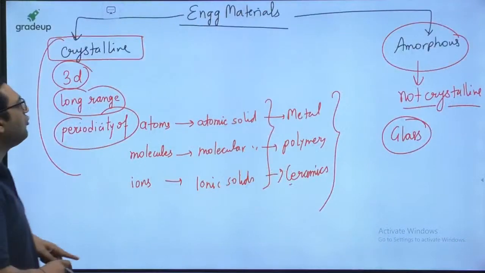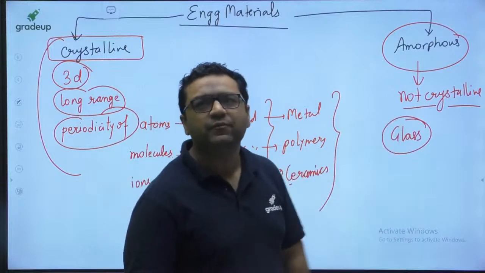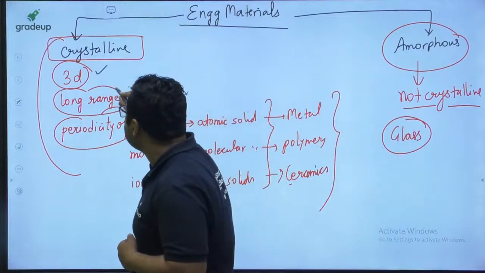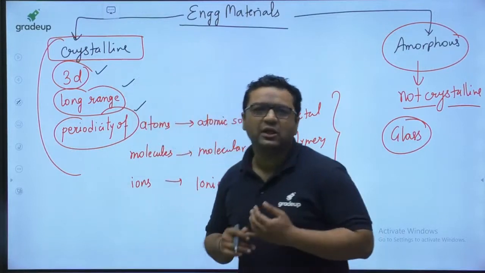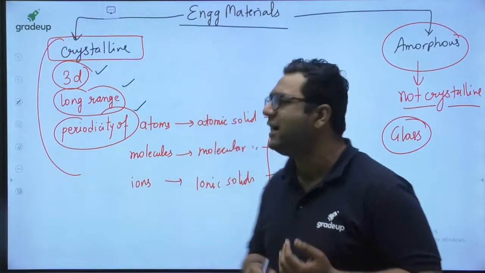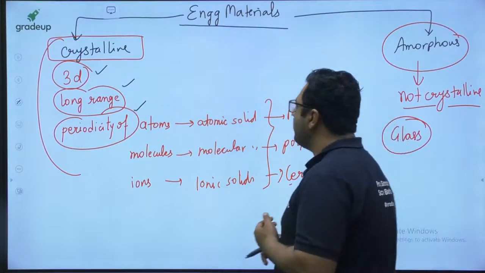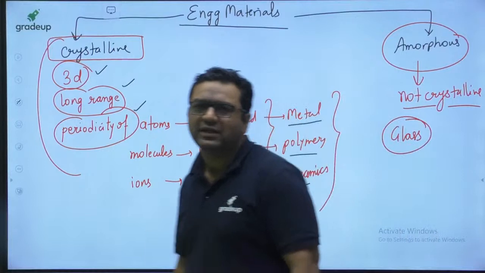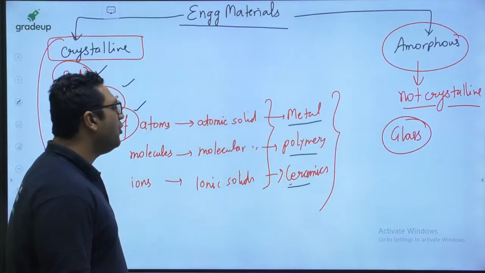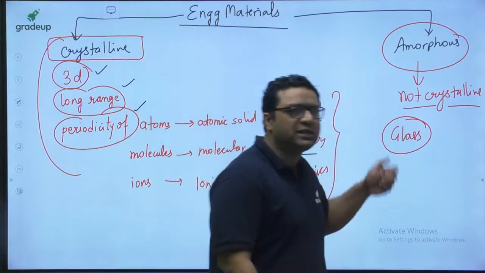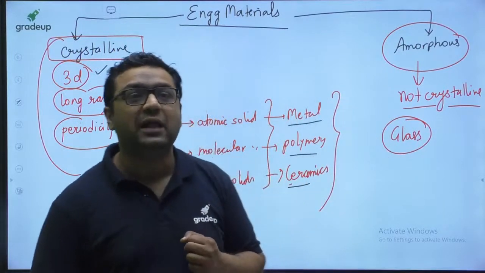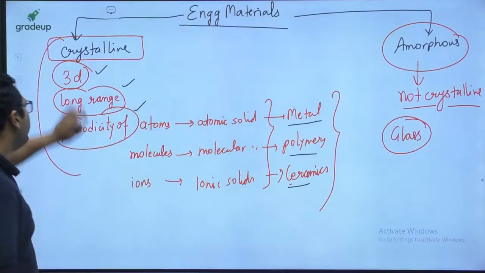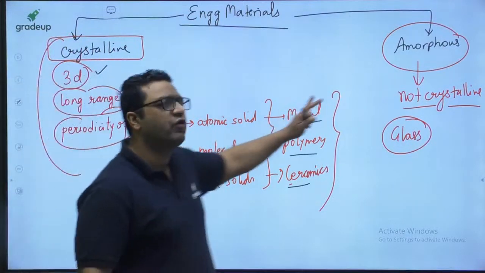I told you about the types of material. One is crystalline, other is amorphous. Whenever we talk about crystalline material, they are the materials which have 3-dimensional long-range periodicity of atoms, molecules and ions, and they are said to be crystalline materials. They are metals, polymers, ceramics. These are the examples of this type of material. Then amorphous materials are those which are not crystalline. Example was glass. I also gave you an example of metallic glass, if you remember. That is made up of metal, but it has the characteristic of amorphous. Our syllabus is related to crystalline material. We need not go for amorphous ones.